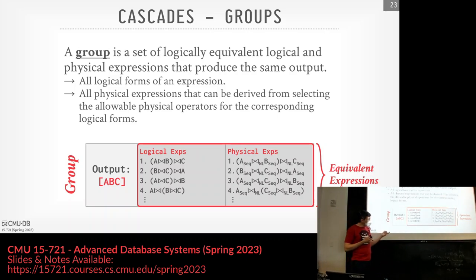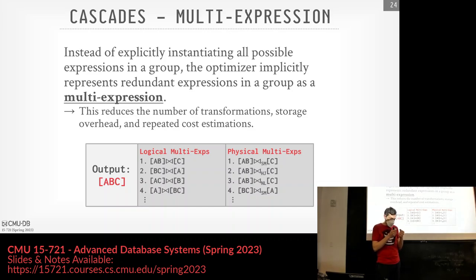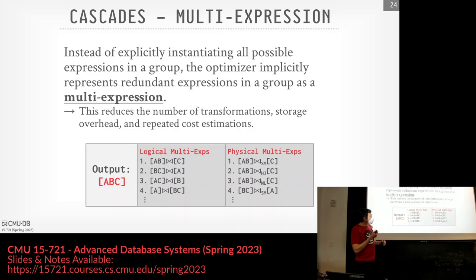Another way to cut down on the expansion of these different expressions is to use what are called multi-expressions. The idea is that instead of having to expand out every single expression or subcomponent of an expression, you can represent multiple expressions with a multi-expression. One or more expressions can be combined together in a multi-expression. That's the placeholder to say, hey, down below me in the query plan, there's going to be a group that produces this output, in this case AB. I don't know what it is, but here's a placeholder for it at this point in the group. The goal is to reduce the number of expressions that we have to consider in our groups as we go down.